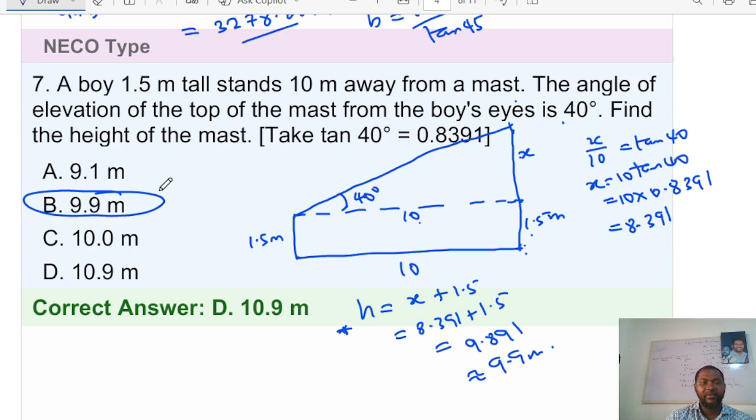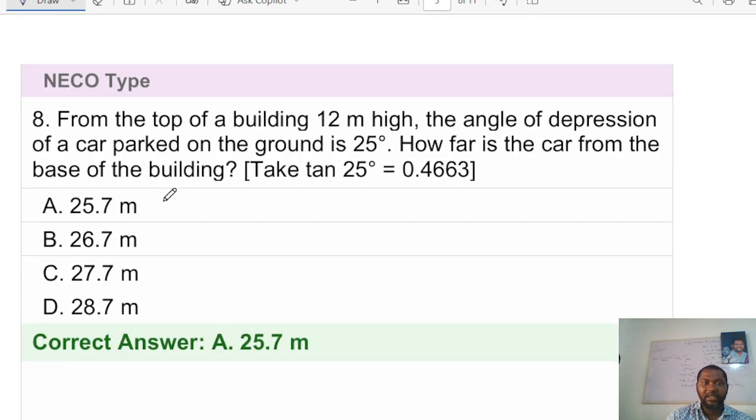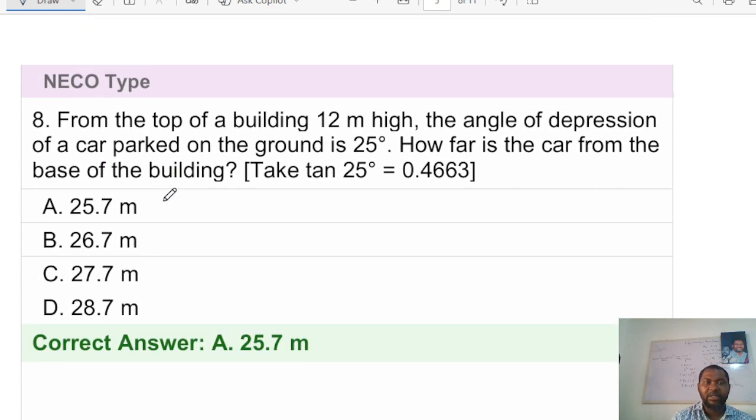Okay, very important. Now that leads us to the next one. The next one says, from the top of a building 12 meter high, the angle of depression of a car parked on the ground is 25 degrees.